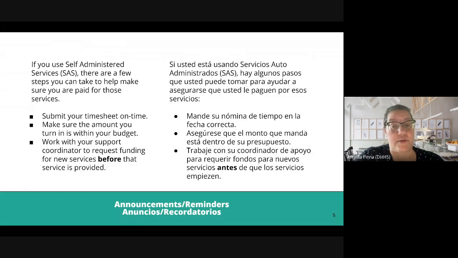If timesheets for the plan cycle are submitted after the person-centered support plan closes, or if the amount is greater than the approved budget, DSPD cannot guarantee payment for those services. So please just make sure you stay on top of those, get them completed and submitted.